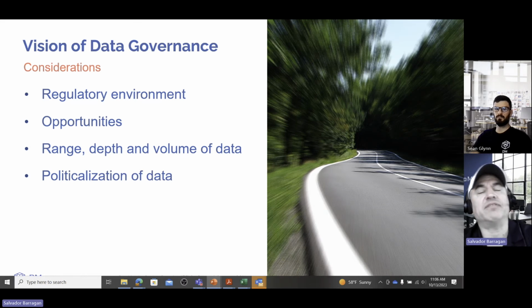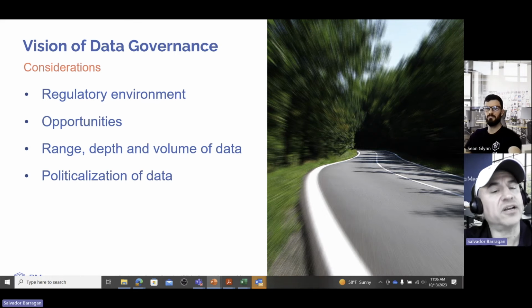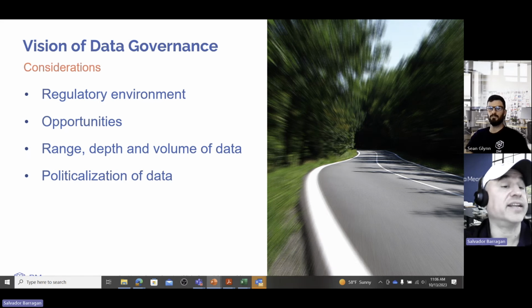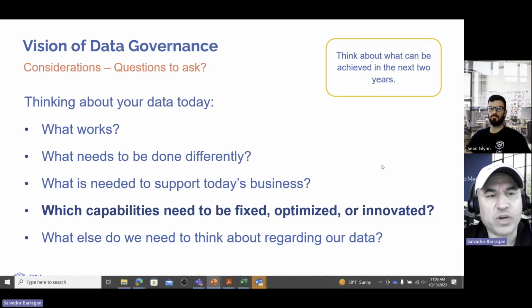And I think as privacy issues become more apparent, people wanting to control their data more and more, that's going to play also another big role in what we can and cannot do with data within any organization. So here's some questions to ask when you're thinking about data today within your own organization.